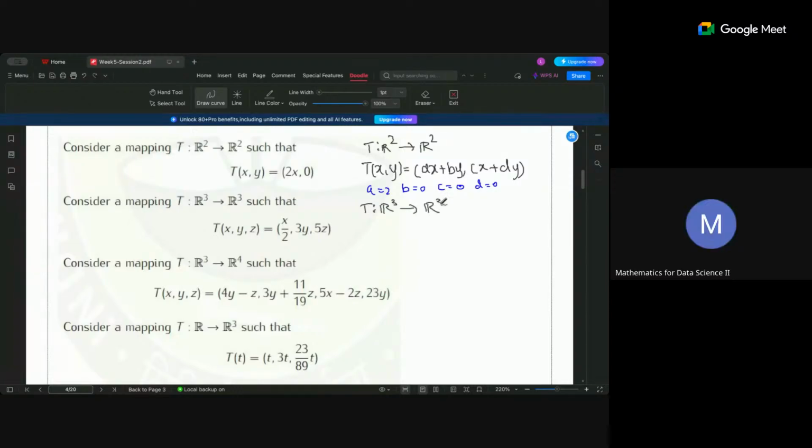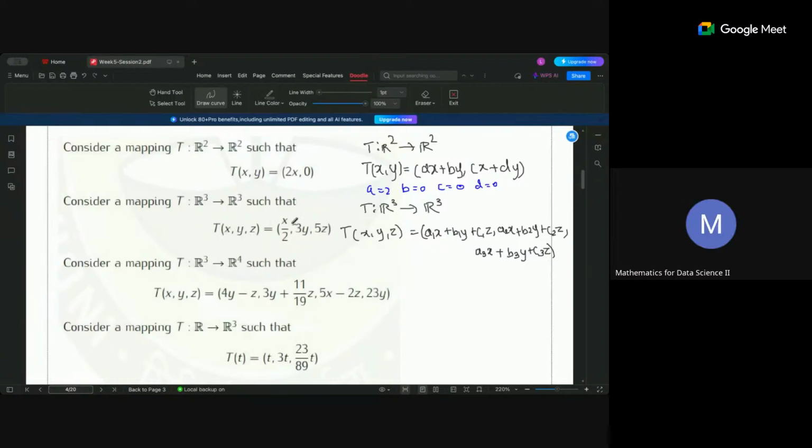Now you are going to tell me the format for R3 to R3. We will take ax plus by plus cz, but we will run out of variables soon, so I'll write A1x plus B1y plus C1z, comma, A2x plus B2y plus C2z, comma, A3x plus B3y plus C3z.